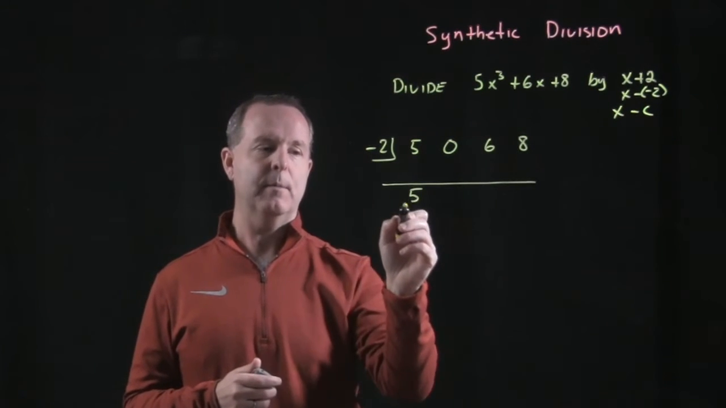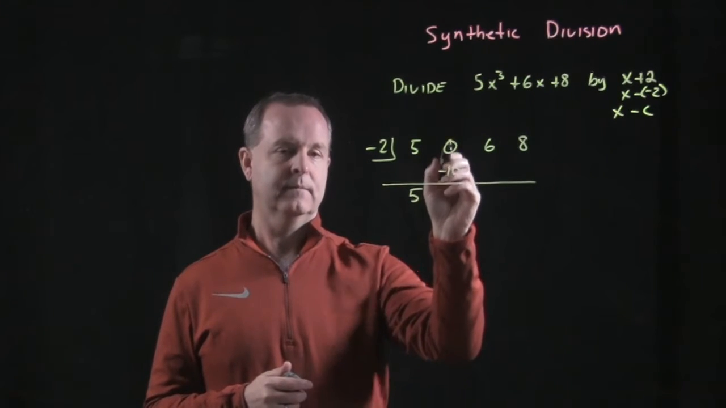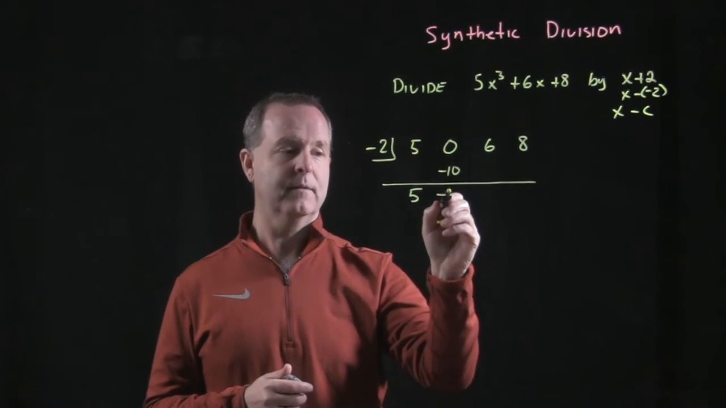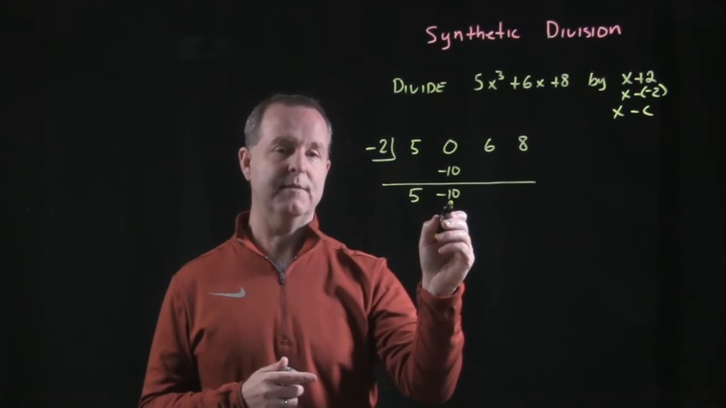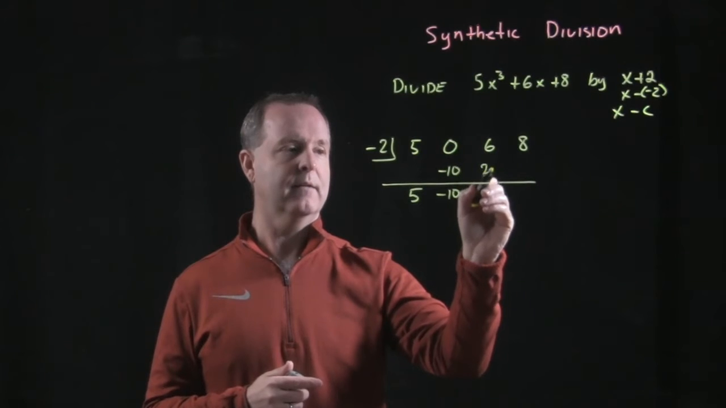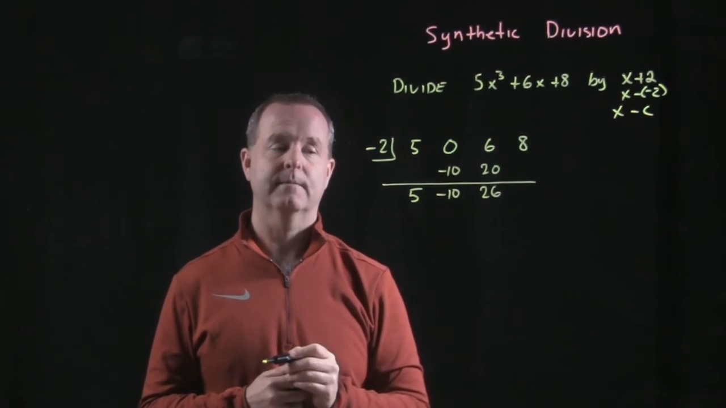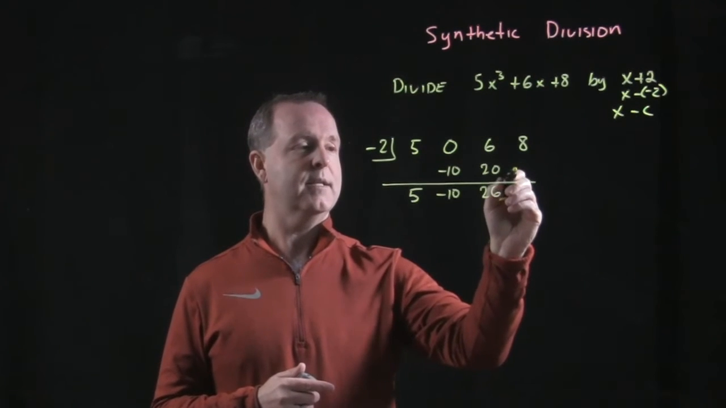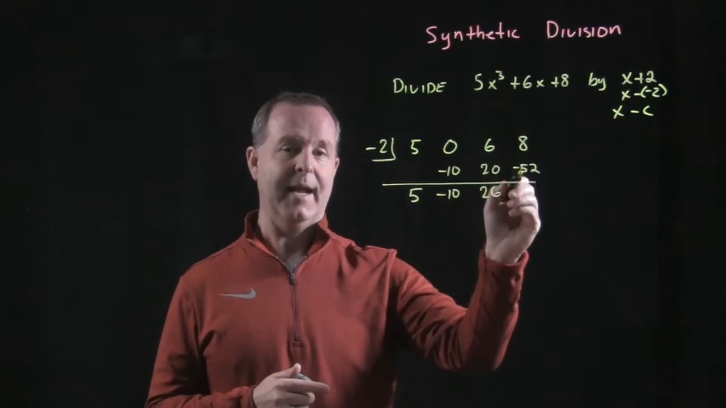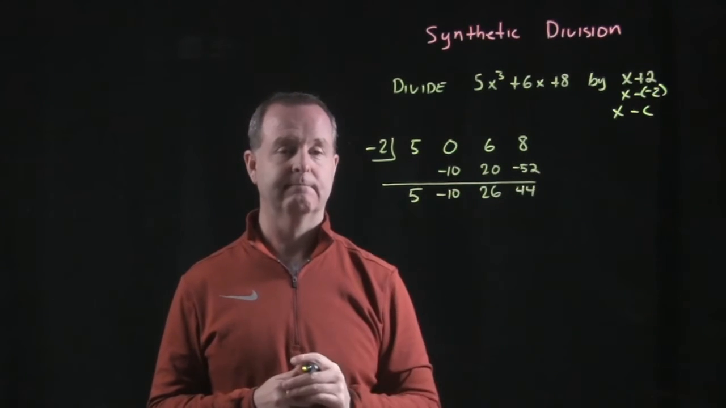So negative 2 times 5 gives me a negative 10. Add those two terms together, negative 10. Next one is negative 2 times negative 10, which produces a 20. 6 plus 20 produces a 26. Next step, negative 2 times 26 produces a negative 52. Add those two terms together, and that gives me a positive 44. Done.